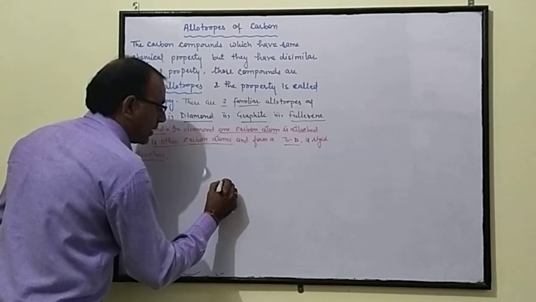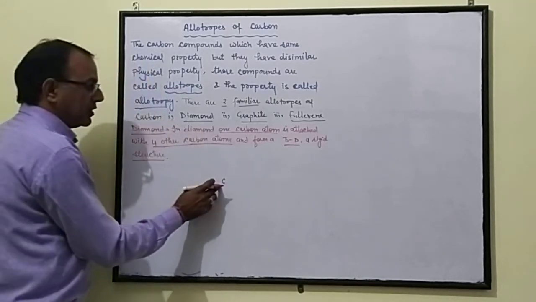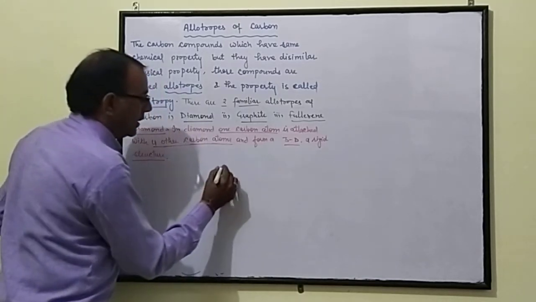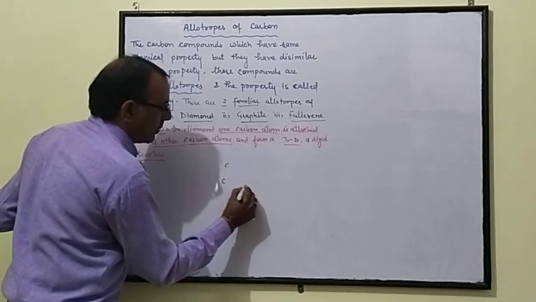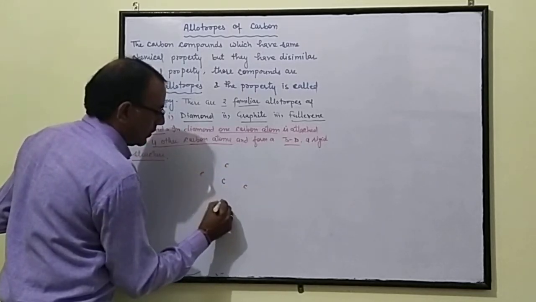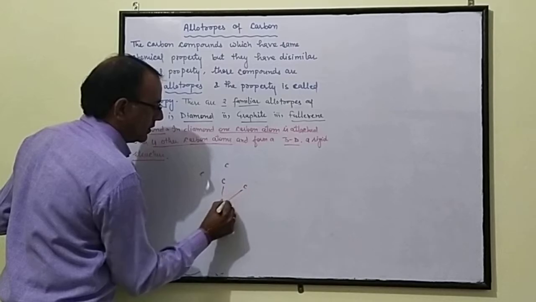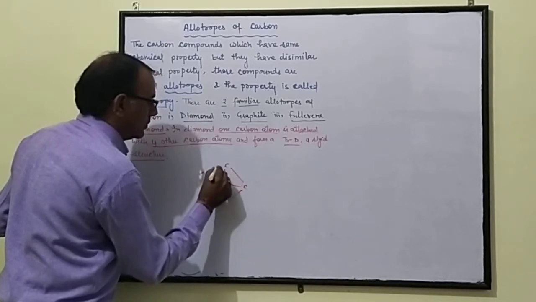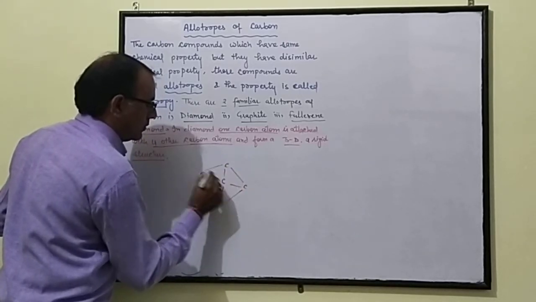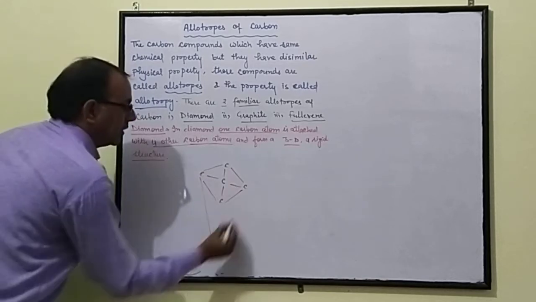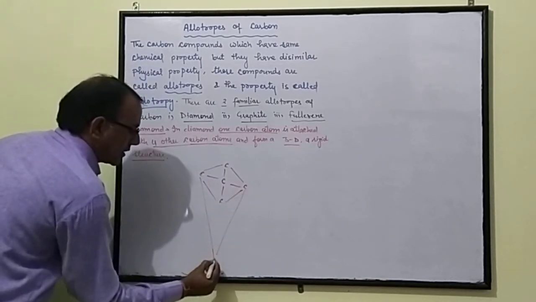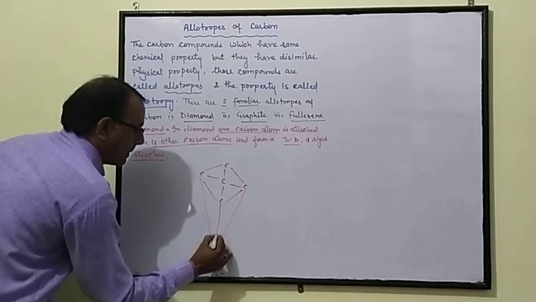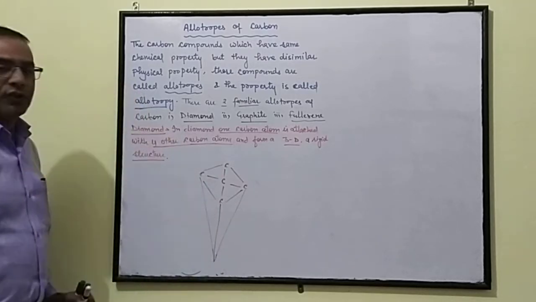And how are the carbon atoms attached? Suppose this is one single carbon atom. It is attached with 4 other carbon atoms, bonded in this way, and it forms a 3-dimensional rigid structure. This is the structure of a diamond.